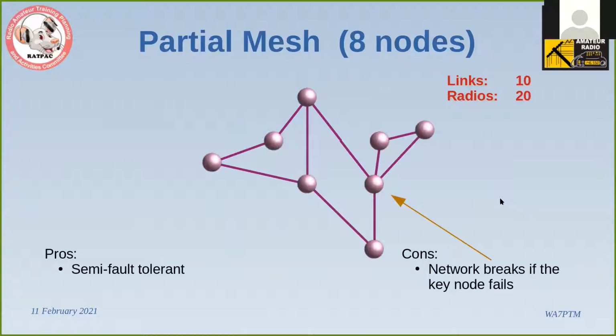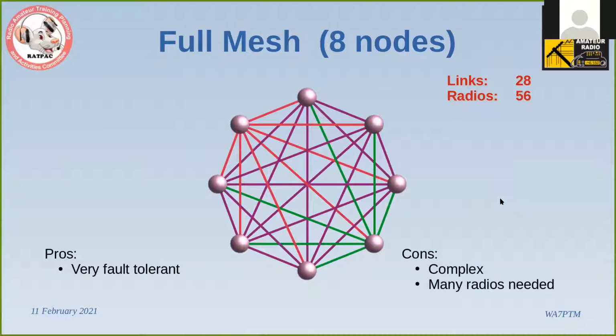And there's the mesh structures, and this is pretty random. But if something like one of your key nodes breaks, that breaks the network. It doesn't break it completely, but it gets it to the point where one side can't reach the other. So it's semi-fault tolerant. And then there's a full mesh where everything's connected to everything else. But if you look at the number of links involved here and the number of radios, do you really want to be buying 56 radios to do all this? I don't.